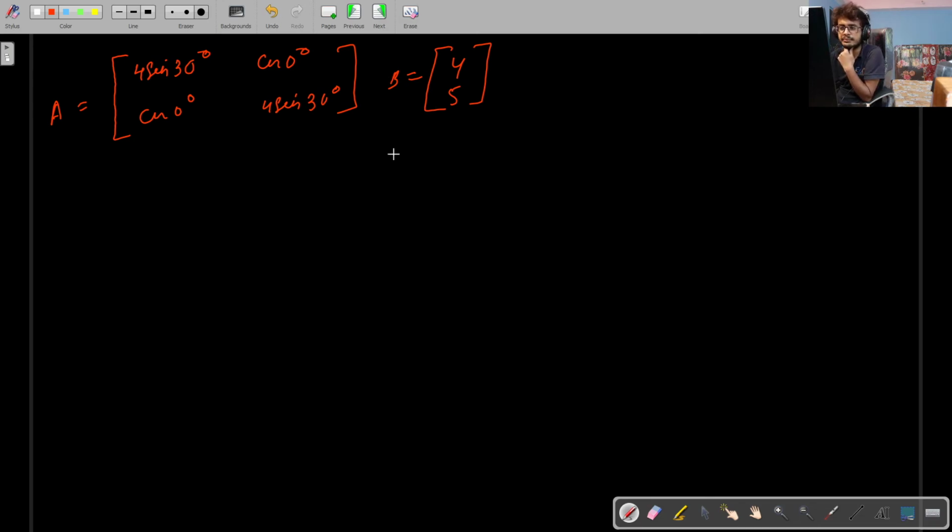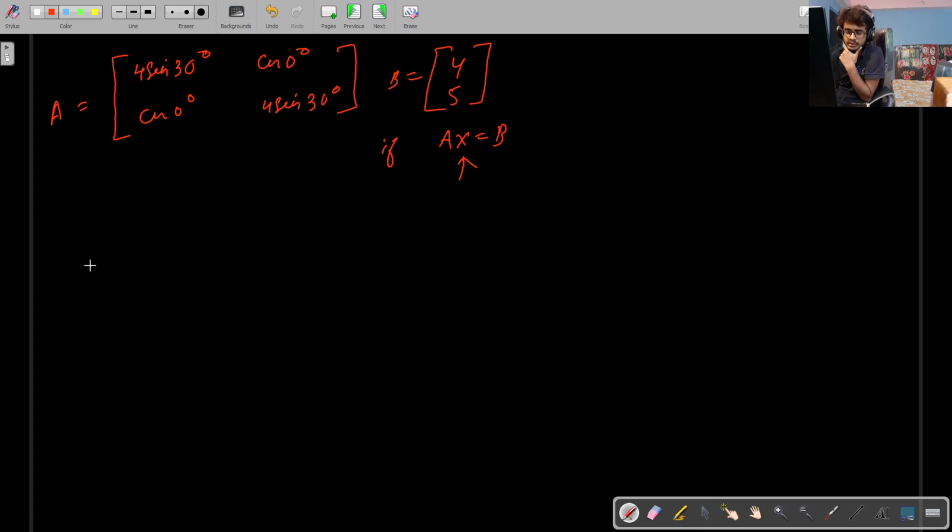What do we need to find? If given matrix A is this and B is this, if AX equals to B, find X. Write the order of matrix X and then find matrix X.